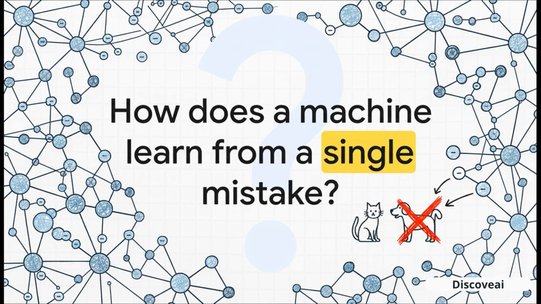Okay, so let's really think about this for a second. Picture a modern AI. It's got not just thousands, but millions, sometimes billions of tiny digital connections all firing at once. And when it gets an answer wrong, let's say it sees a picture of a cat and calls it a dog, how in the world does it know which of those millions of connections to tweak, and by how much? That right there, that's the fundamental puzzle we're going to solve today.